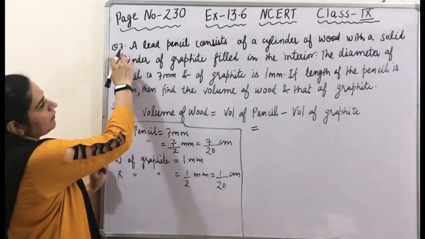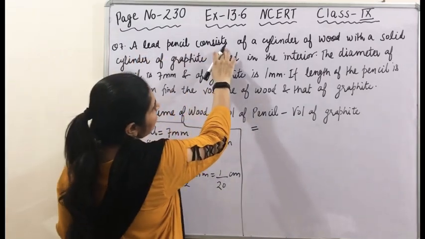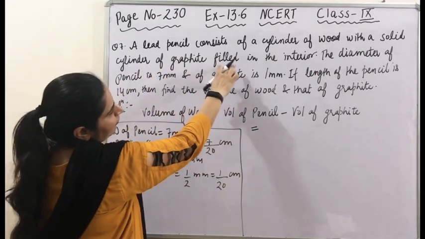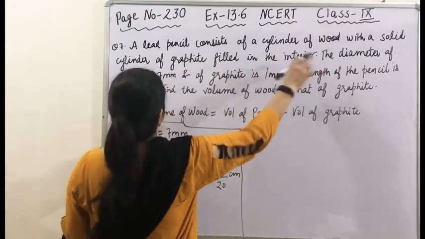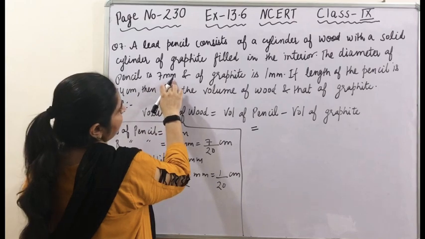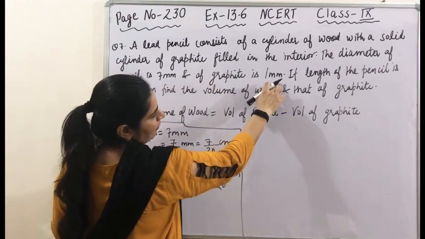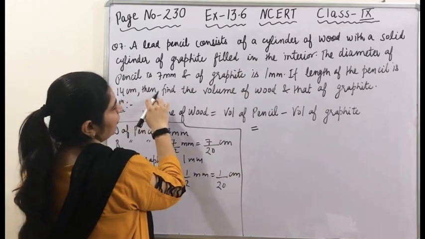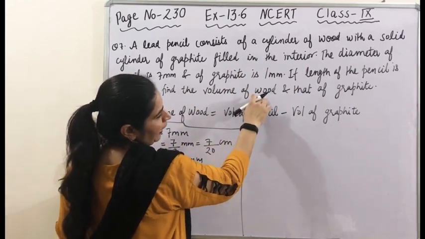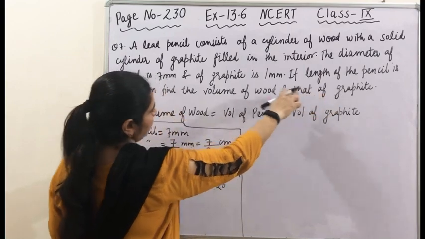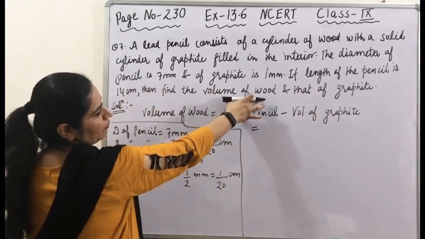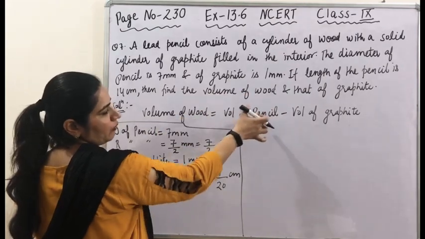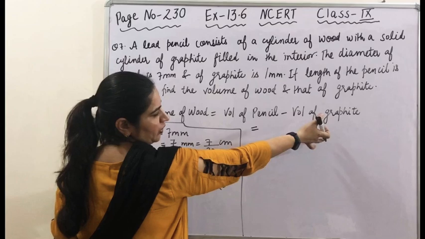In question number 7, a lead pencil consists of a cylinder of wood with a solid cylinder of graphite filled in the interior. The diameter of the pencil is 7 mm and of graphite is 1 mm. If the length of the pencil is 14 cm, then find the volume of the wood and that of graphite. Here we have to find the volume of the wood. So how can we find it? Volume of the pencil minus volume of the graphite.